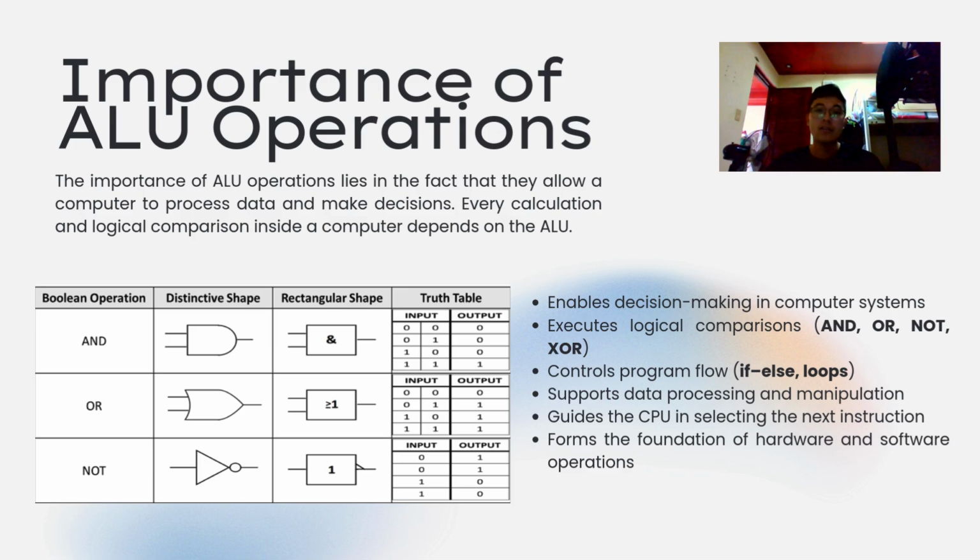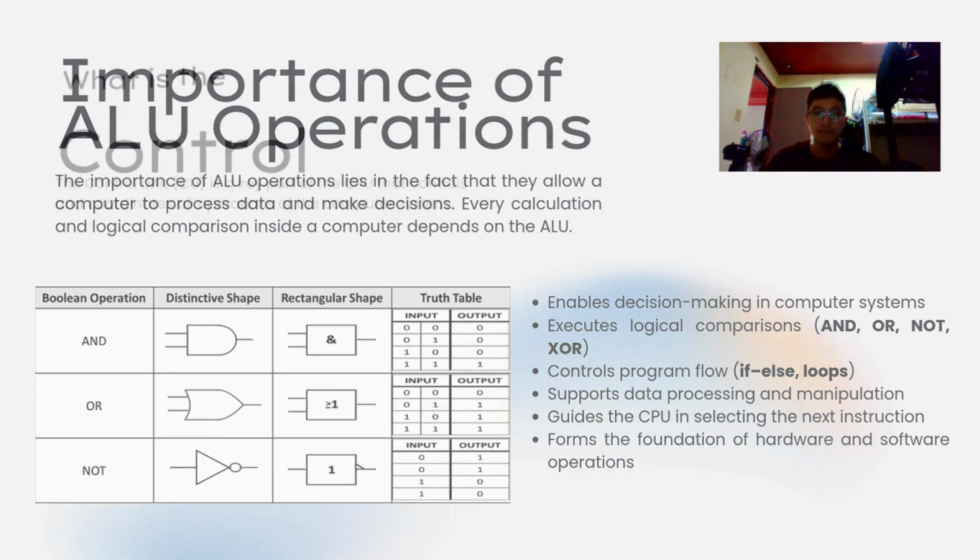These operations are also important for data processing, including numerical comparisons and bit-level operations. Through ALU operations, the CPU can decide the next instructions to execute, making the system efficient and reliable. So, overall, ALU operations form the foundation of how computers function logically and accurately.